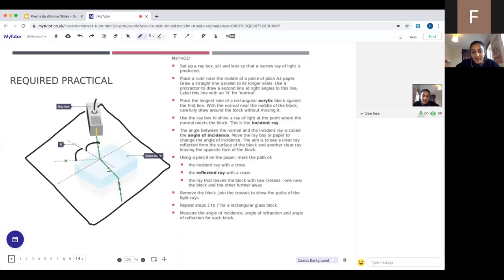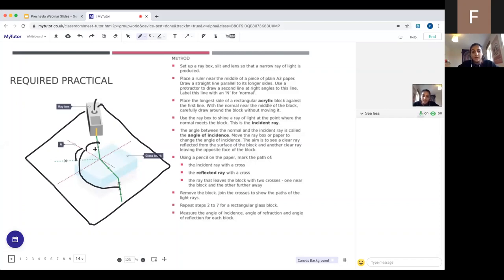And finally, this angle here, which is the angle between the normal and the refracted ray. So we have 3 different angles that need to be measured. They can be measured with a protractor as long as they are measured from the normal. So here we've got the incident angle, here we've got the reflected angle, and here we've got the refracted angle.